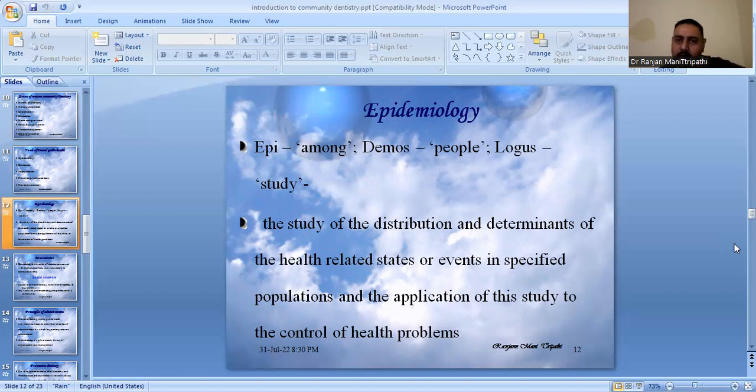Epi means among, demos means people, logos means study. A Greek word that means study upon people. Now, this is the definition I'm talking about. The study of distribution and determinants of the health related states or events in a specified population and the application of this study to the control of health problems.